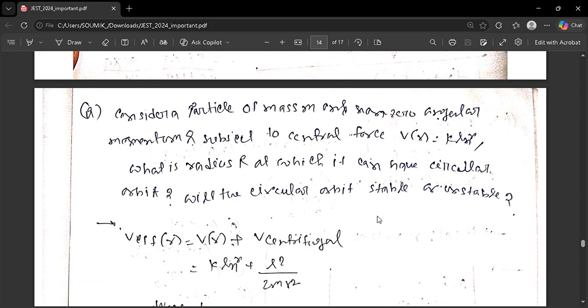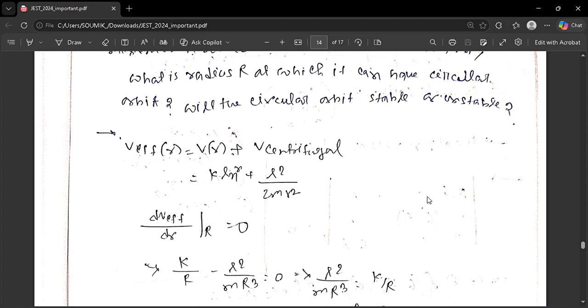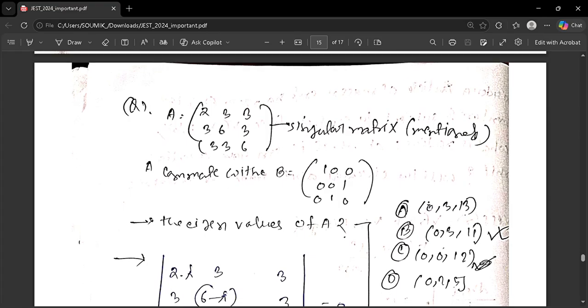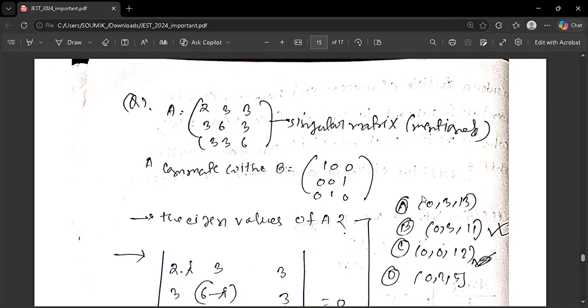This question is frequently asked in the JEST exam. So do this problem carefully. The question gives a matrix which is singular, mention this. A commutes with B, and we have to calculate the eigenvalues of A.